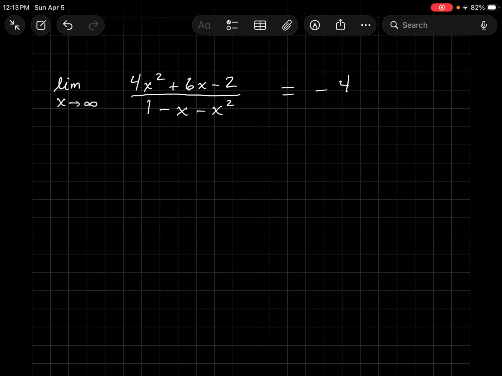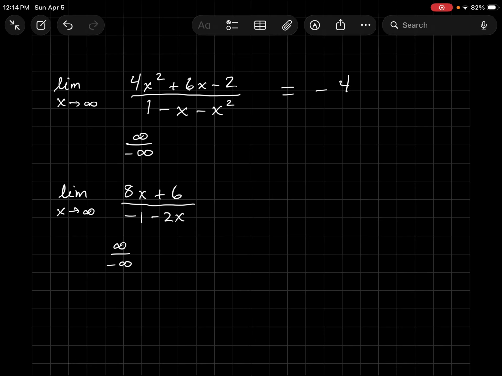So if I plug in infinity, we get infinity on the top and negative infinity on the bottom, because the highest powers will determine what happens, which means we can use L'Hopital's rule. So we'll do the limit as x goes to infinity of the derivative of the top, 8x plus 6, over the derivative of the bottom, negative 1 minus 2x. Now if we let x go to infinity, we get infinity on the top and negative infinity on the bottom, because the highest powers are what will determine what happens. But that just means we can do this again.